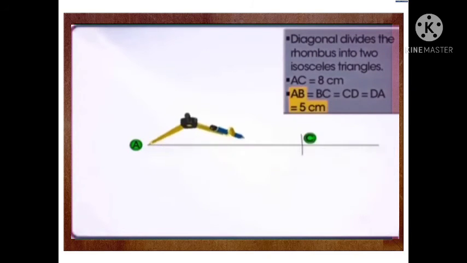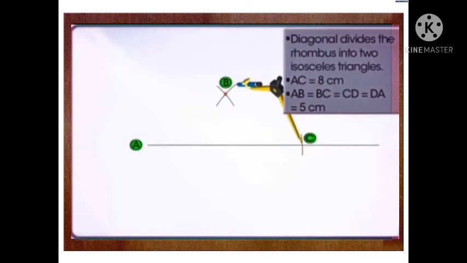Let us construct the perpendicular bisector. By taking more than half distance in the compass, cut the arcs from both the end points A and C. Similarly, with the same distance, cut the arcs below the line AC to get the vertex C of the rhombus.